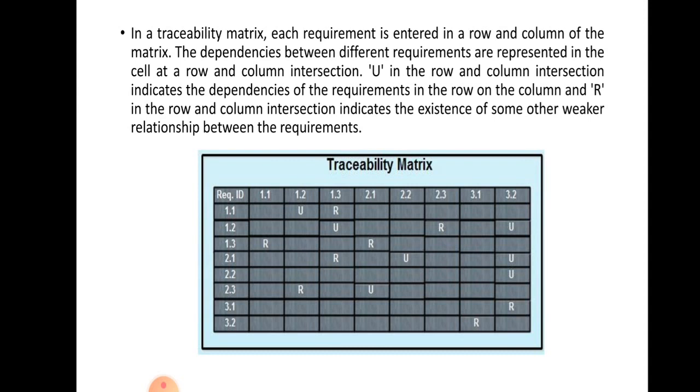There are two symbols, one is capital U and the other is capital R. Capital U at the intersection of a row and column indicates that the requirements in that row and column have high dependencies. If capital R is present in the row and column, it indicates weaker dependencies. Capital U is the strong dependency, and capital R is the weak dependency between the requirements.